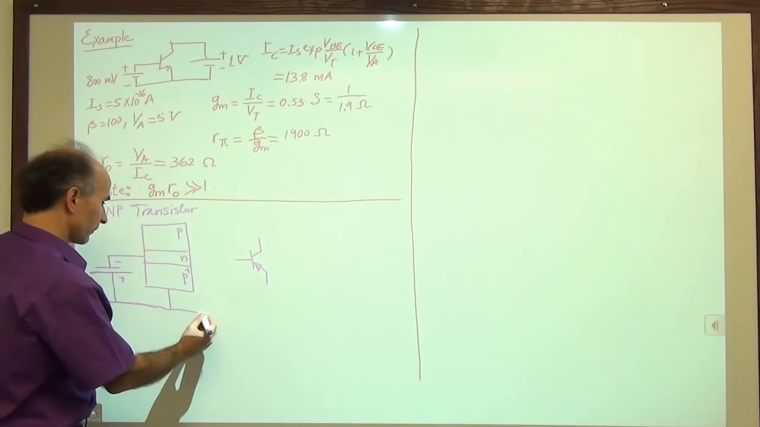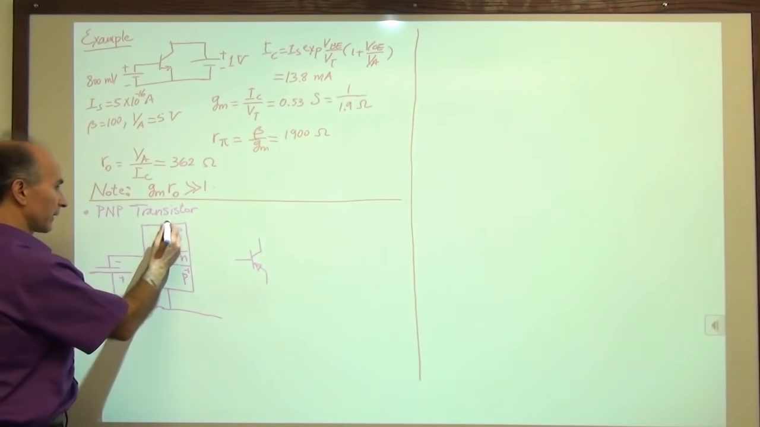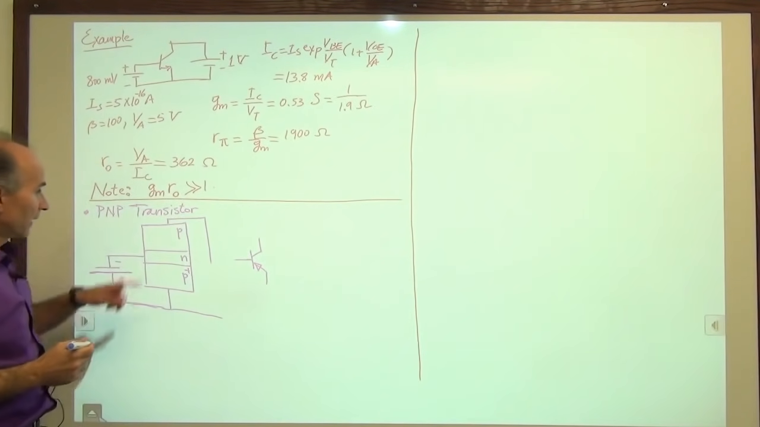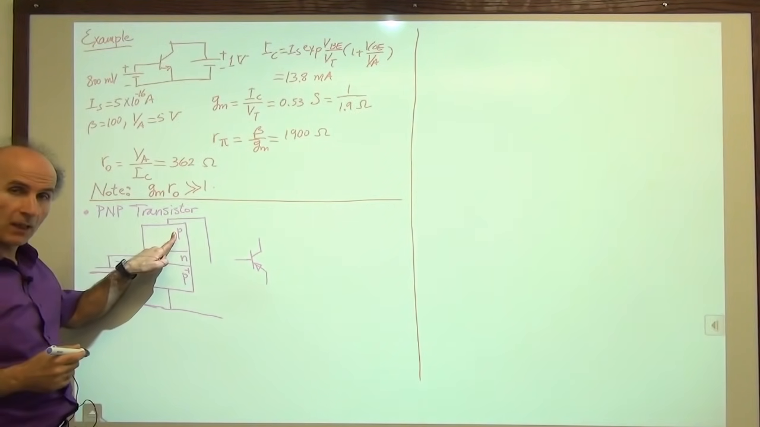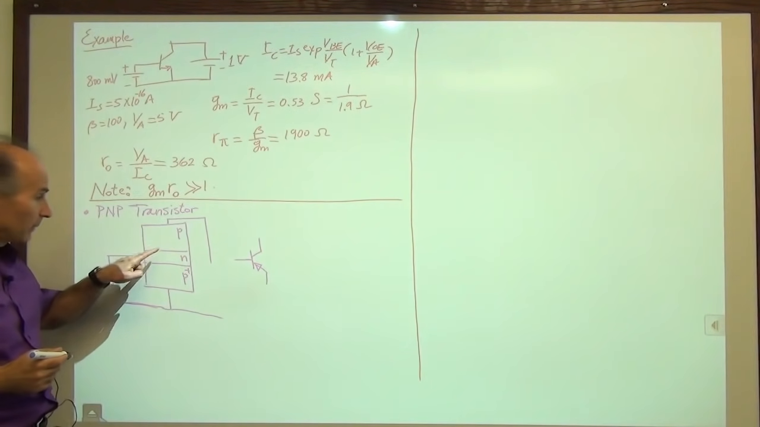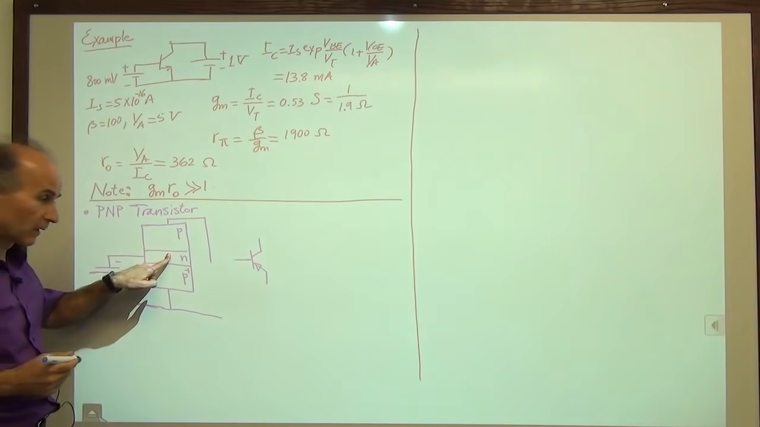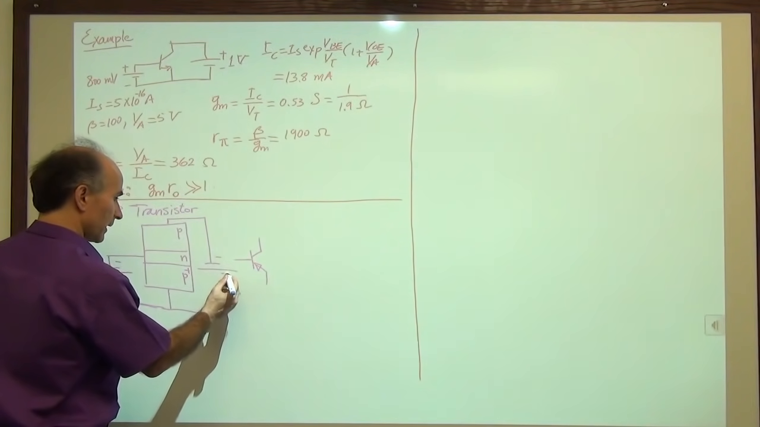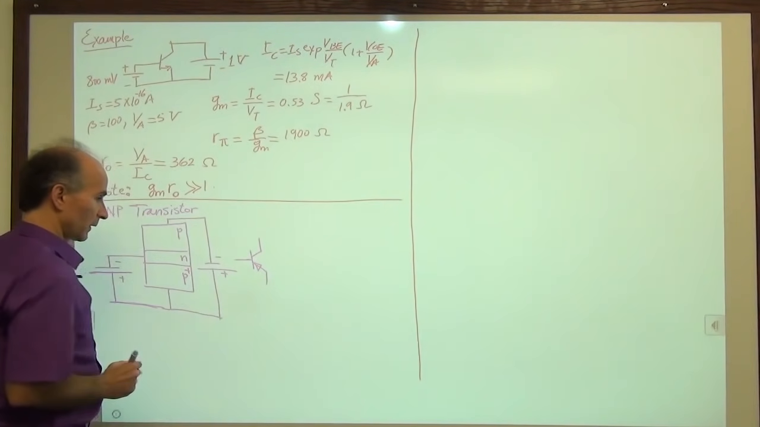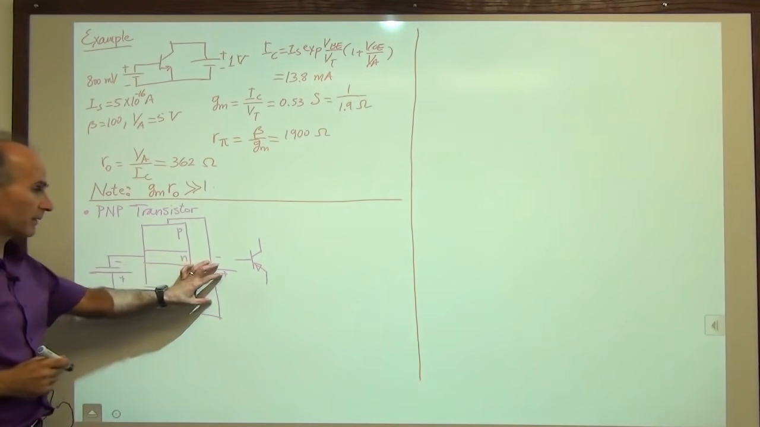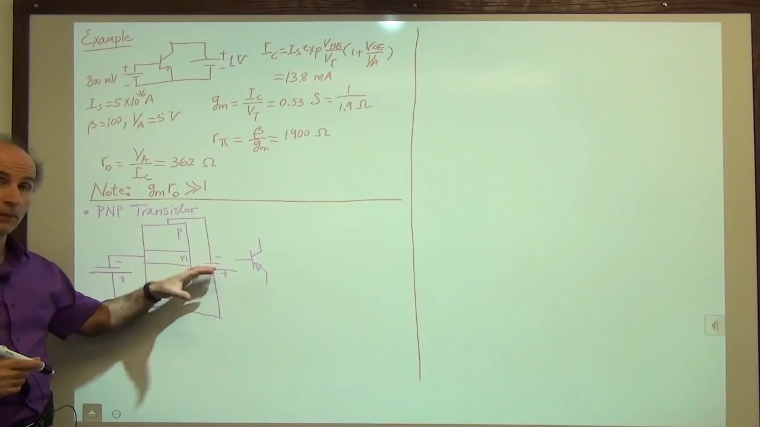We also need a battery between the collector and the emitter, like before. And what do we do? Well, the collector has to be more negative than the base to keep this junction reverse biased. So we also have to have a battery with the negative side over here and the positive side over here, between the collector and the base. So it's very important to remember these differences with respect to the PNP device.